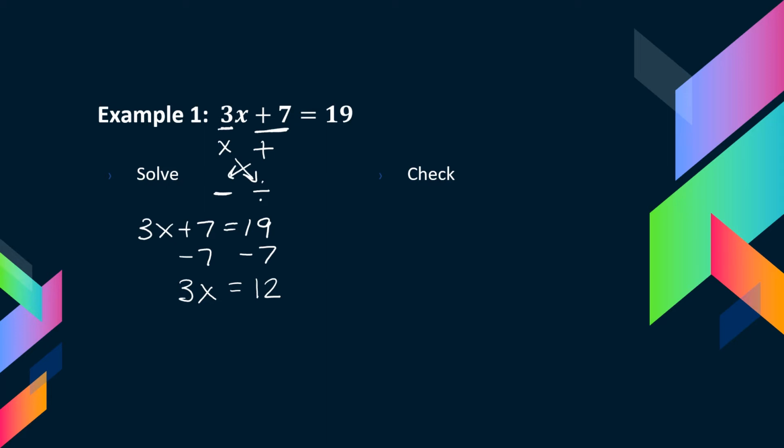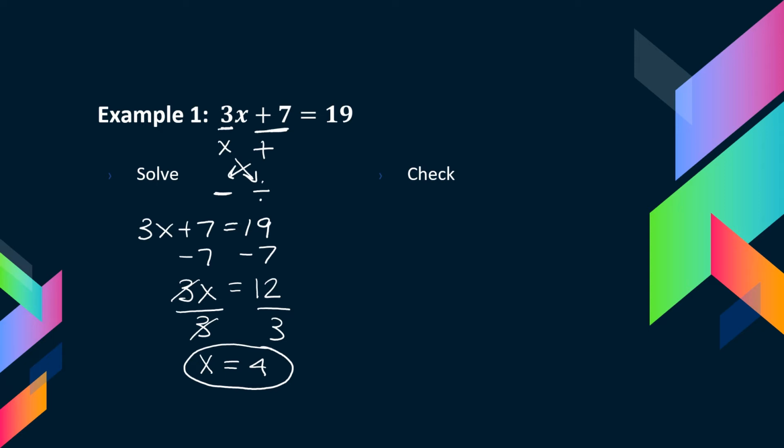Now we want to do that division I was talking about. We're going to divide both sides by 3 because 3 and x are being multiplied together, and division undoes that multiplication. So now we can simplify each side. The 3's are going to cancel, leaving us with just x, and 12 divided by 3 will get us 4. Since the variable is by itself, that is our solution. x should be equal to 4.